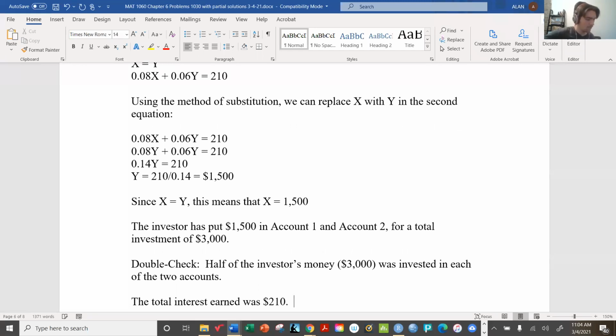All right, and we can prove that by showing that 0.08 times 1,500 plus 0.06 times 1,500 gives us $210. Okay.